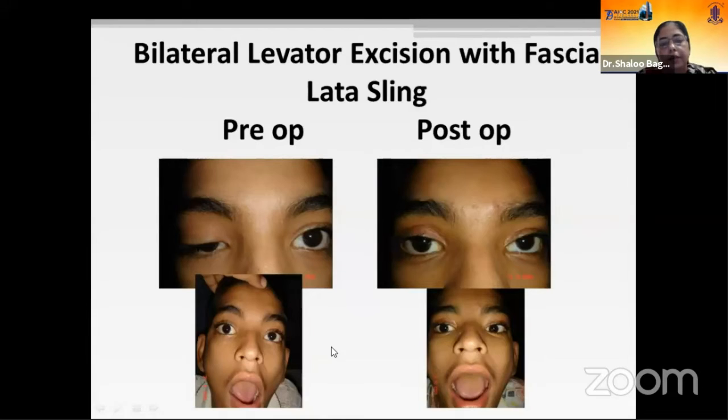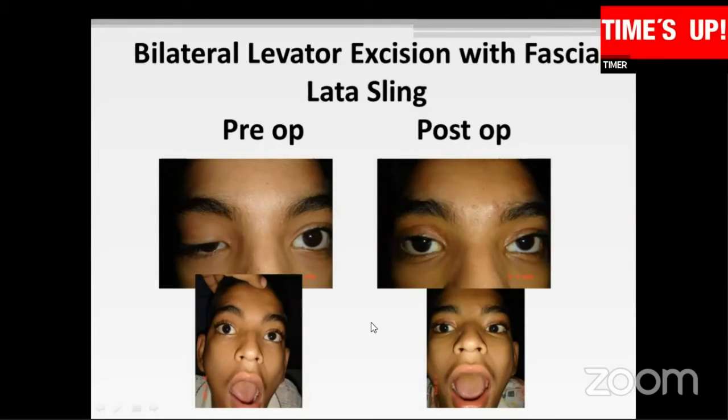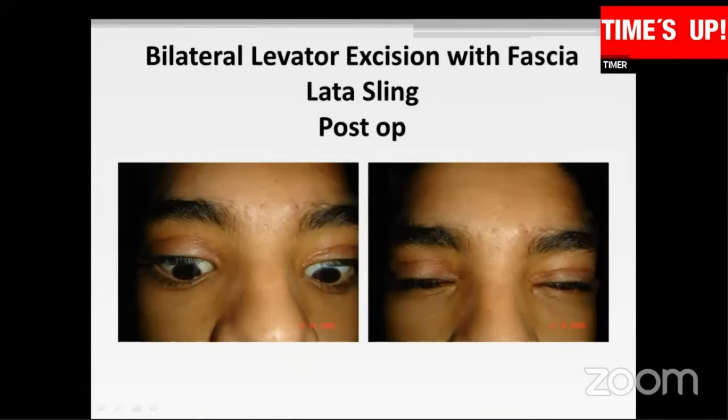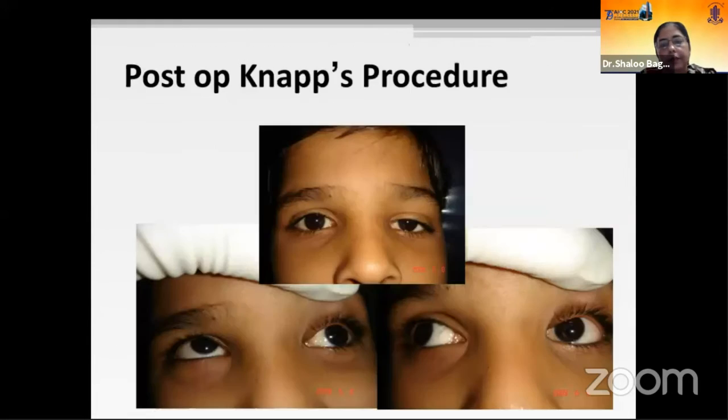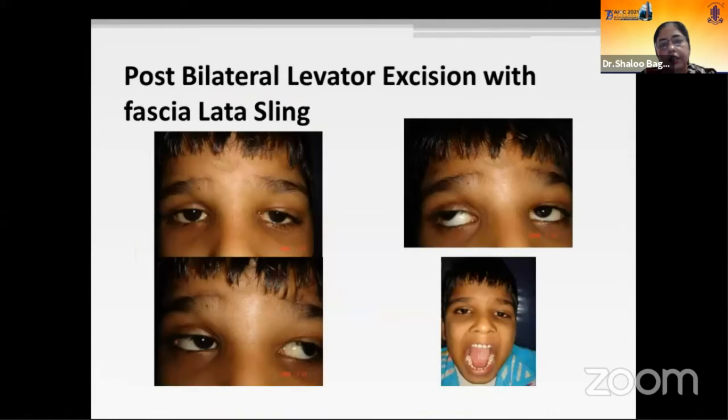So these are some of the examples of patients who have had levator excision with facial artery sling performed. The child who had a double elevator palsy had the NAF procedure done as a first stage, and then bilateral levator excision with sling was carried out.